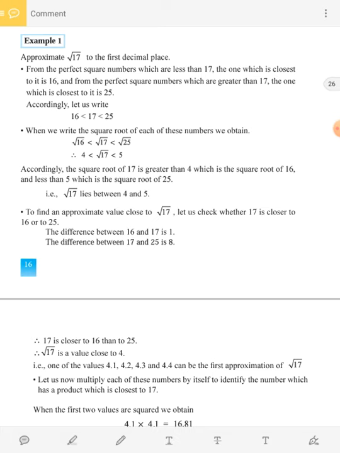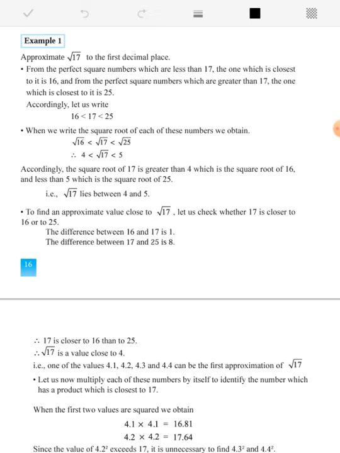First write two perfect square numbers which are closer to 17. One number is less than 17, one number is bigger than 17. Let's write 17 here, and 16 is a square number and 25 is also a square number. Since 17 is in between these two numbers, I can use this symbol.